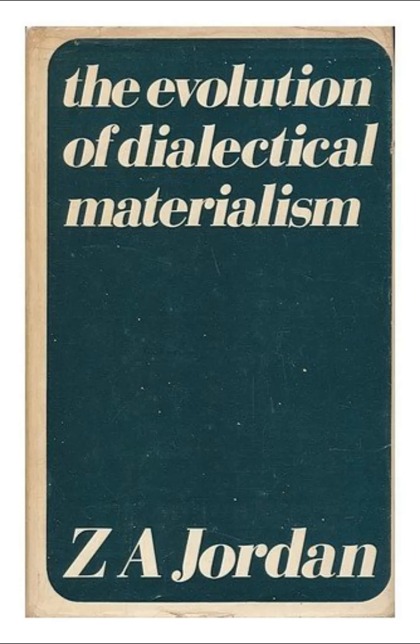Today, I'm reading chapter 5 of The Evolution of Dialectical Materialism, a Philosophical and Sociological Analysis by Z.A. Jordan. This chapter is the first chapter in part 2 of the book, which is titled The Foundations and the Revisions of Dialectical Materialism. And the chapter that I'm reading, chapter 5, is titled The Foundations of Engels' Dialectical Materialism.